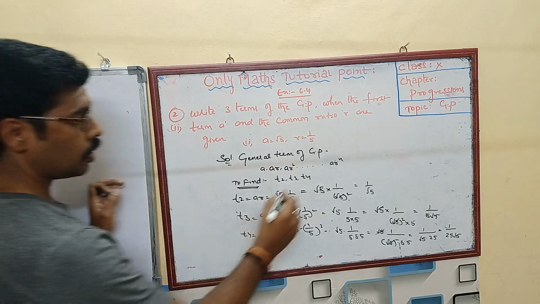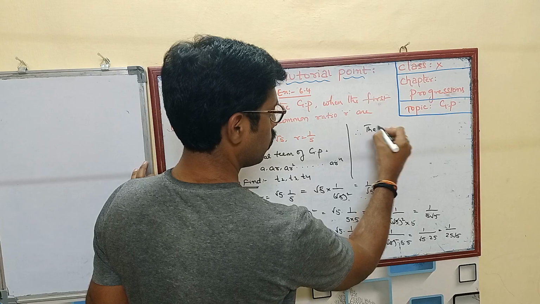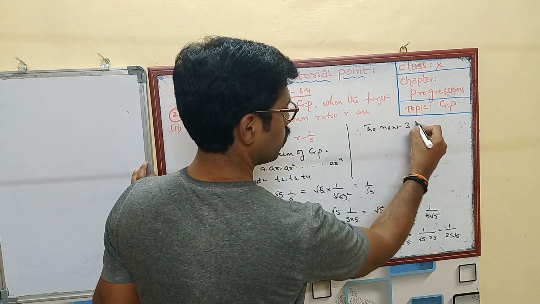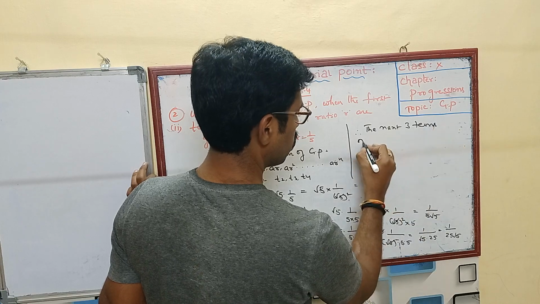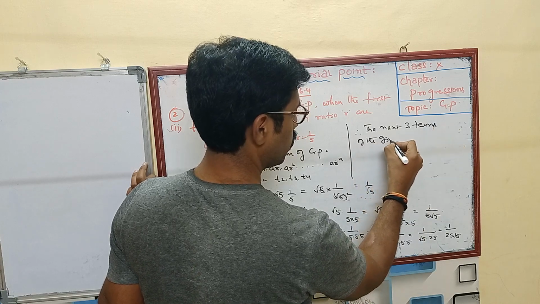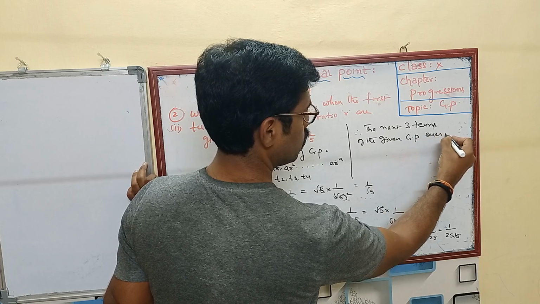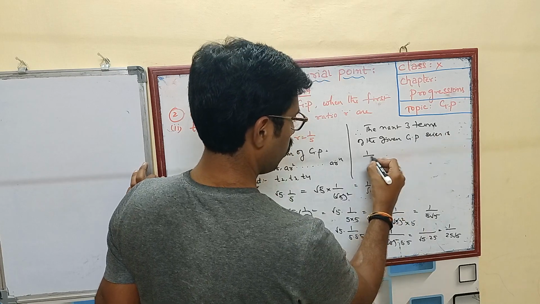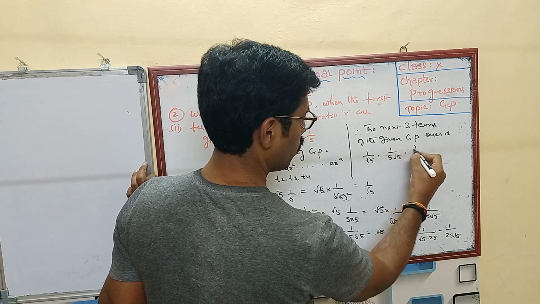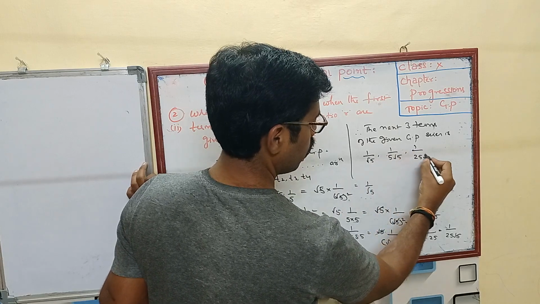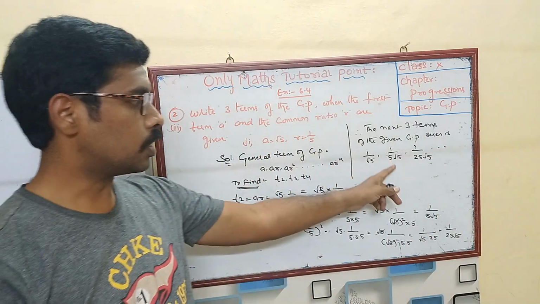Therefore, I'll write here. Therefore, the next three terms of the given GP series are 1 by root 5, 1 by 5 root 5, 1 by 25 root 5, so on. So this is the second term, third term and fourth term.